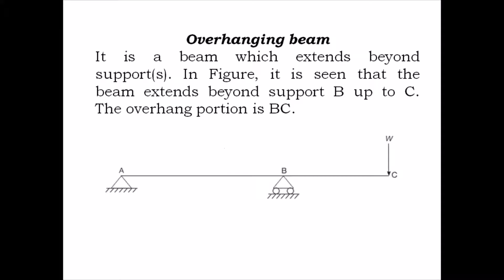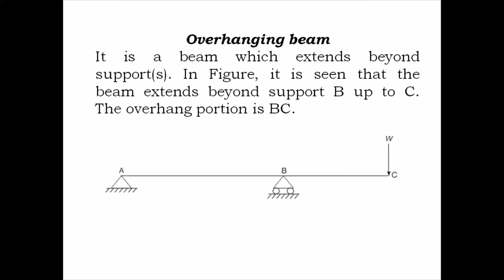So if you just look at this diagram, you have a beam which has supports at A and B, whereas this part of the beam, that is BC, is hanging. It is not being supported. So this portion BC is the overhanging portion, and hence it is termed as an overhanging beam. I hope the types of beams are also clear to you.